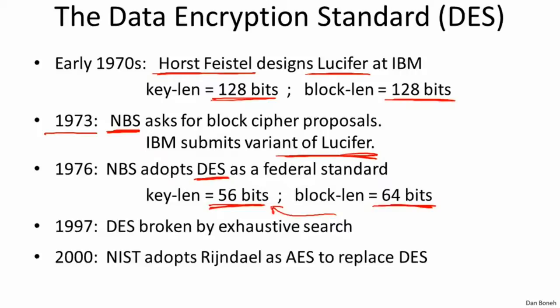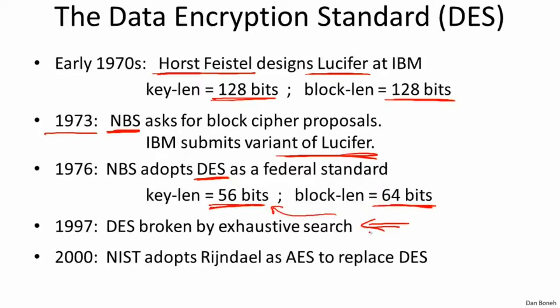In particular, already back in 1997, DES was broken by exhaustive search, meaning that a machine was able to search through all 2 to the 56 possible keys to recover a particular challenge key. We're going to talk about exhaustive search quite a bit. It's quite an interesting question, and there are various ways to defend against exhaustive search. Basically, this 1997 experiment spelled the doom of DES.